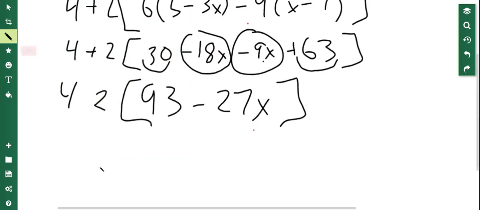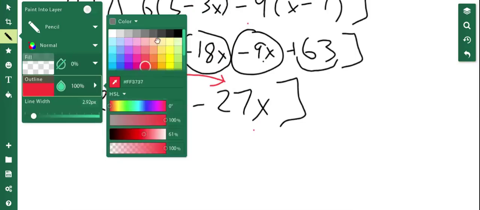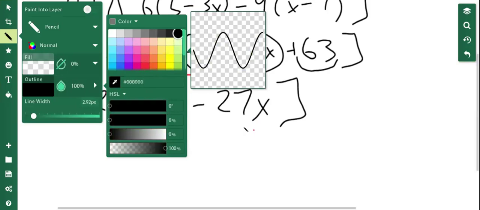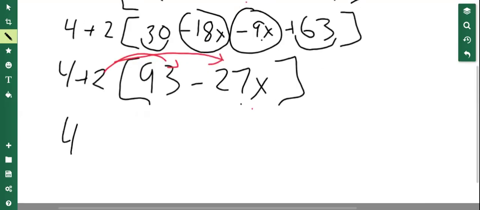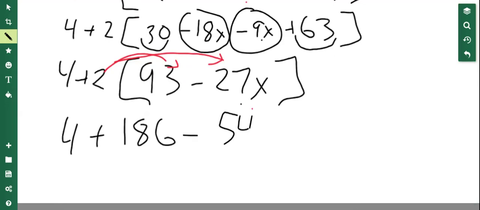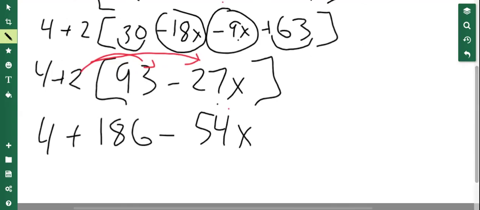But what's next is we could actually distribute 2 on the inside, right? And so when we distribute that in, we are given 4 plus, what is 2 times 93? It's 186. Positive 186. What is 2 times negative 27? That's going to be negative 54x.